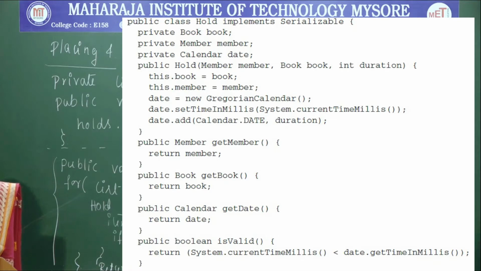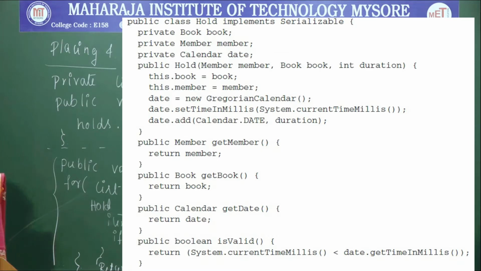Then you have got date.add, which is going to take your date from the calendar. So calendar.date, and it is going to mention the duration. That is some of the information we are going to maintain. So how are we going to retrieve this data, or how are we going to accept it?